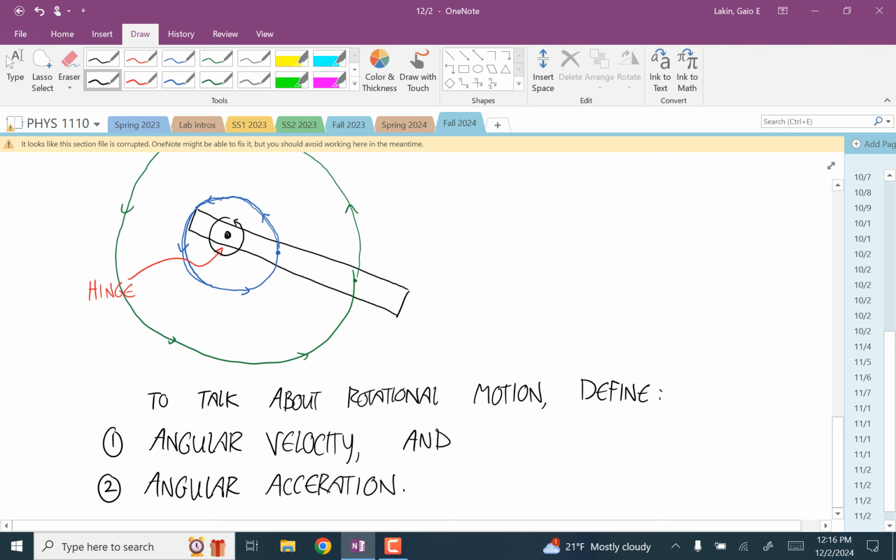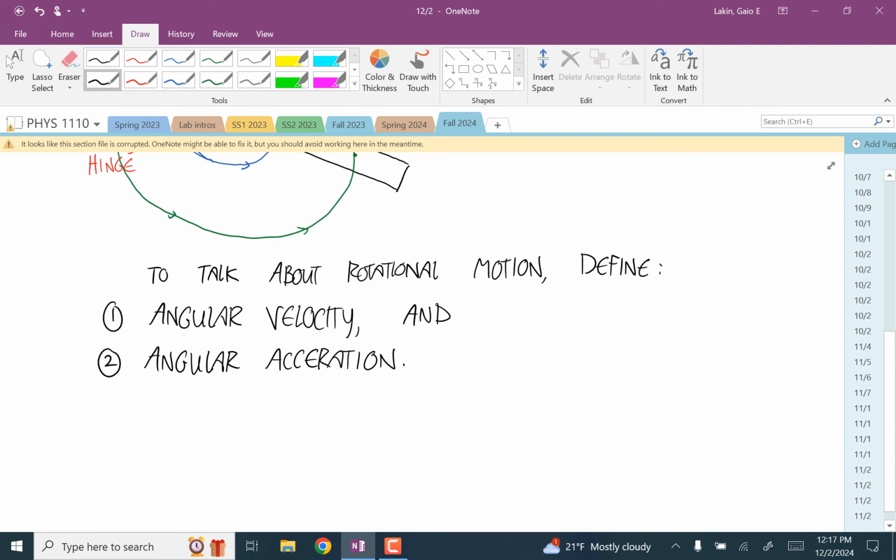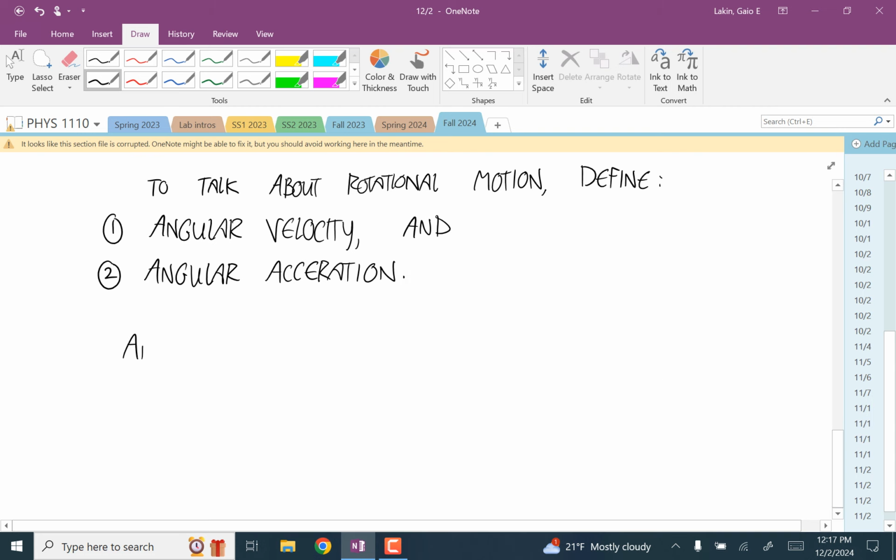And so what I'm going to do now is define these two things, and talk about relationships between angular velocity and angular acceleration, and then the velocity and acceleration that you're used to talking about for individual points. Okay? So let me start by defining the angular velocity.